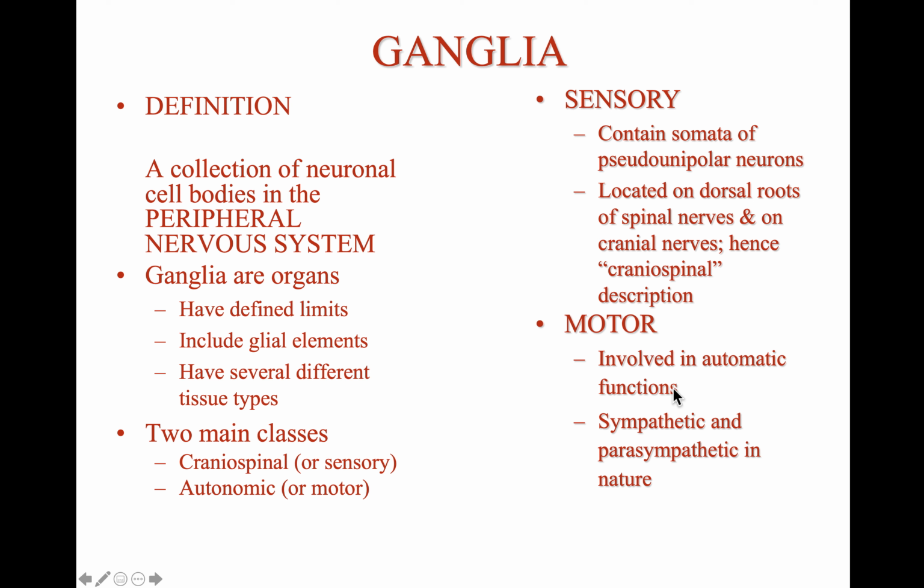The motor ganglia are involved in autonomic function, such as the function of the small intestine, the sweat glands, and the organs or tissue that we don't have control over. Usually they are under the control of the autonomic nervous system. And part of that, we have the sympathetic and the parasympathetic, which is the fight or flight function.